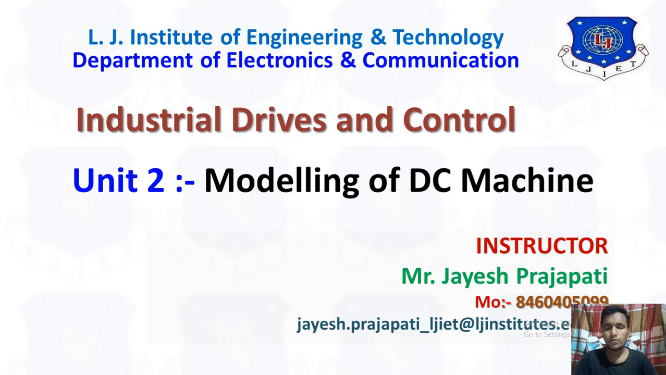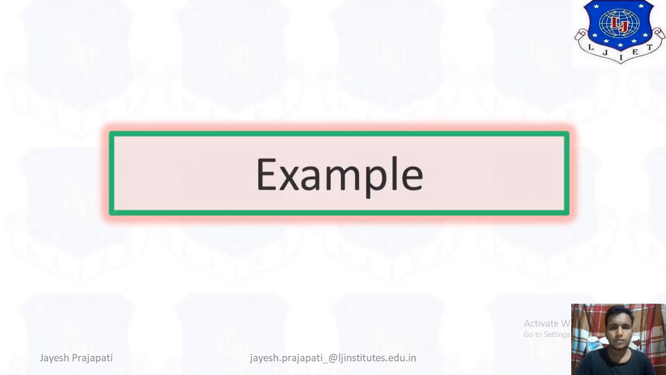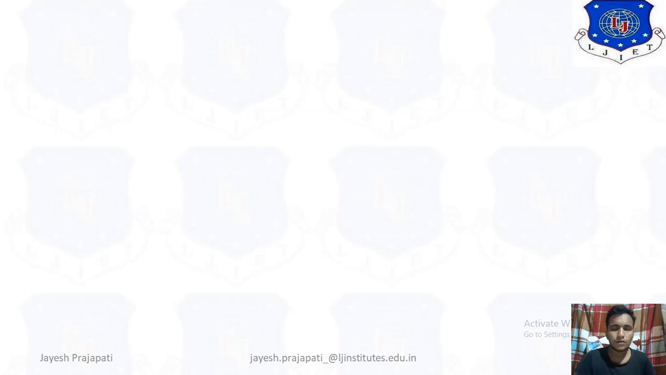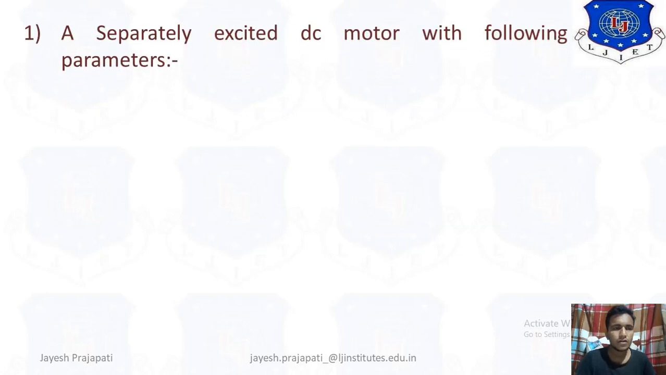In this video, we are going to learn about Industrial Drives and Control, Unit number 2, that is Modeling of DC Machine. In this session, we will discuss examples related to state space modeling, EMF equation, equivalent circuit and block diagram. So let us start with example number 1.